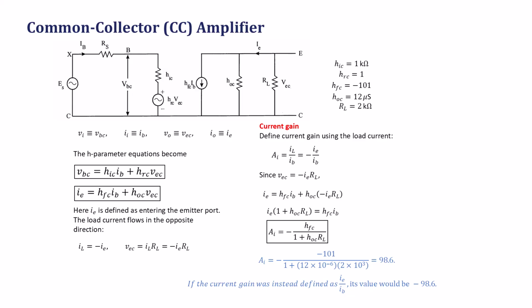First, some notation: VI is the same as VBC, II is the same as IB, VO is the same as VEC, and IO is the same as IE. With that, our H parameter equations become VBC equals HIC times IB plus HRC times VEC, and IE equals HFC times IB plus HOC times VEC.